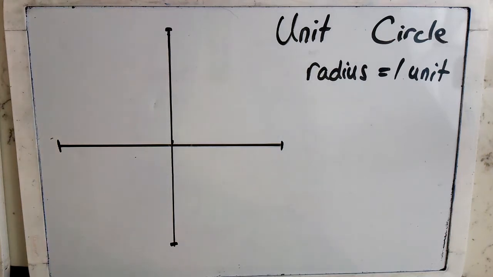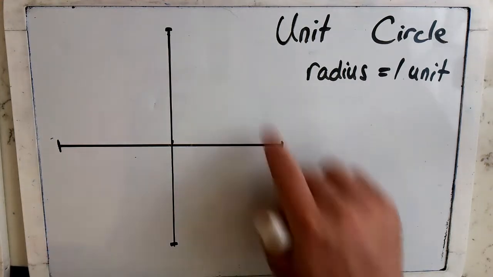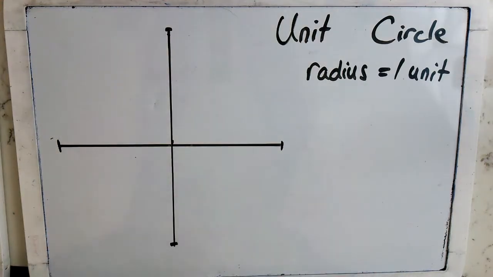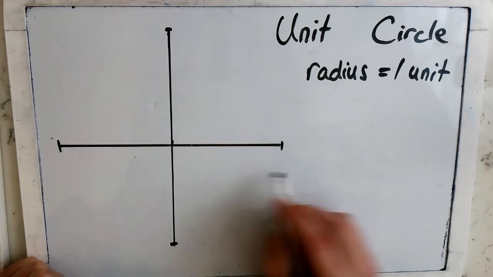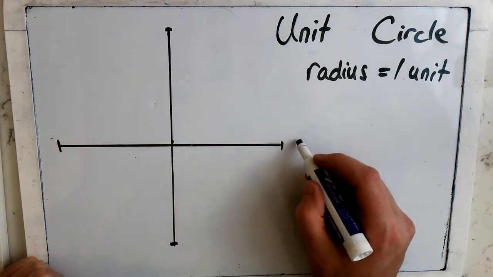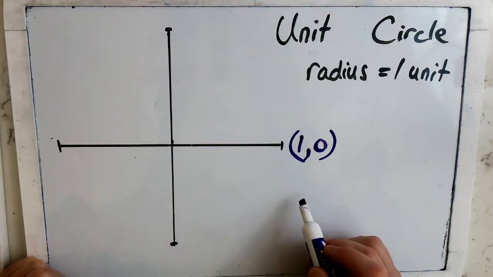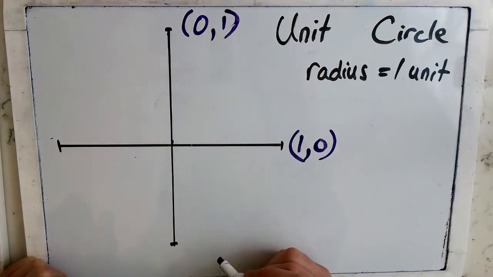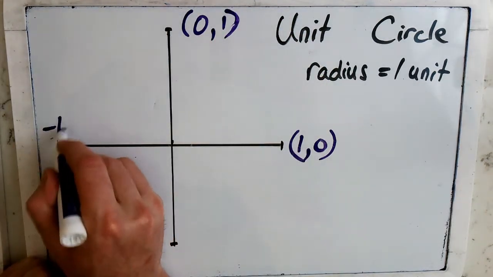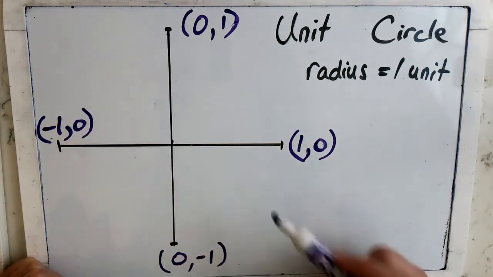So the unit circle, the base of it is the radius is 1 unit. So if we put this on a coordinate plane and we draw a circle with a radius of 1 unit, we can put the points where the circle is on the graph. So right here, we go over 1 unit, radius of 1. So we have a coordinate point of 1, 0. If we go up, 0, 1. And we can do it on all 4 sides. So using the circle, we can come up with the points on the circle.